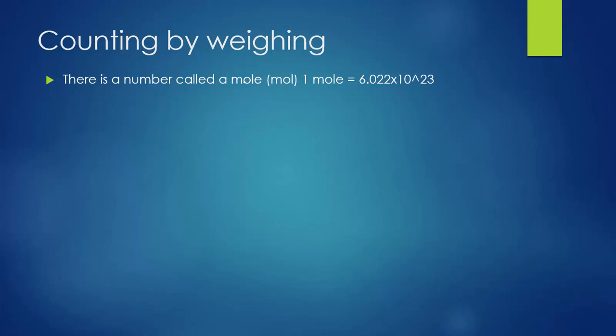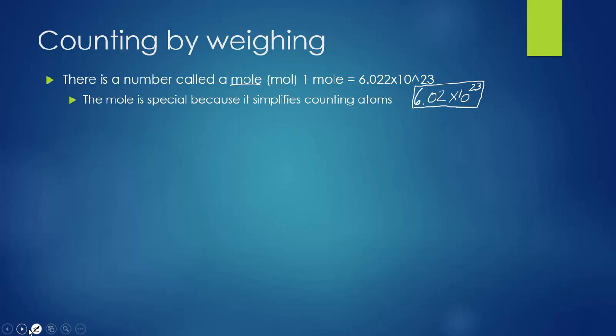So there is a number called a mole, and I don't mean the ugly little underground critter that destroys yards. I mean 6.022 times 10 to the 23rd. A lot of times I'll just write 6.02 times 10 to the 23rd, depending on how much precision we need. This is 6.02 hexillion. It's a big number. Don't be afraid of it just because we write it in scientific notation. We just don't want to put 21 zeros afterwards every time because we're lazy and all those zeros are hard to count. Okay, so the mole is special because it simplifies counting atoms.